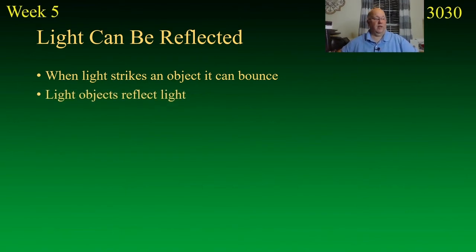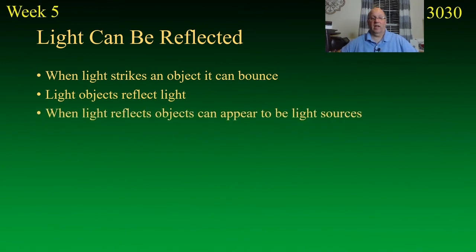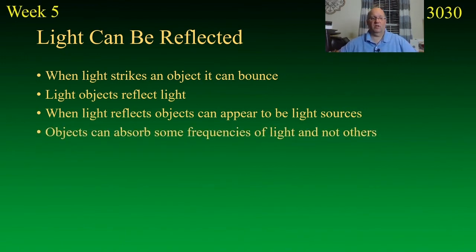Light objects reflect light. If you have a white object, a white piece of paper, that will reflect all the light spectrum back at you. And it will appear like a light source, even though it isn't. And when light reflects off an object, it can appear to be a light source. I talk about the moon, which I just mentioned.